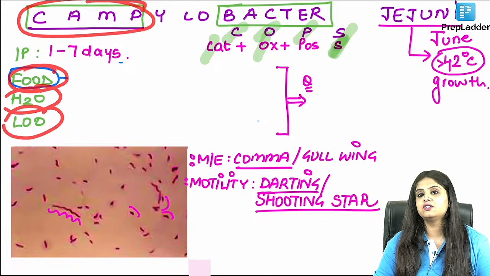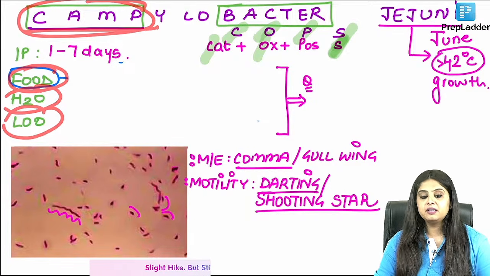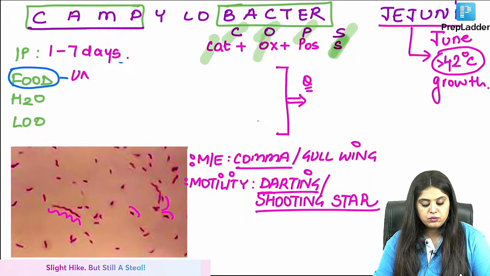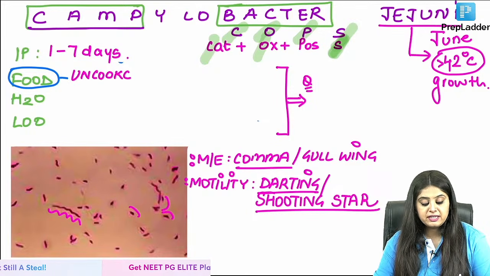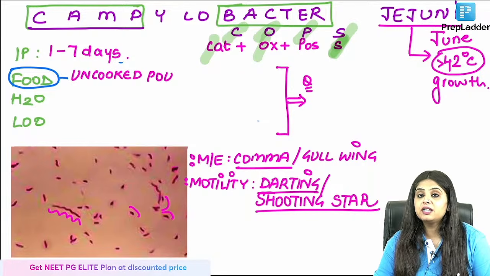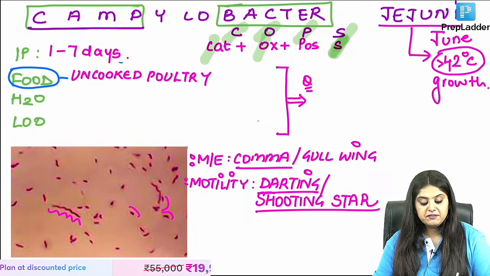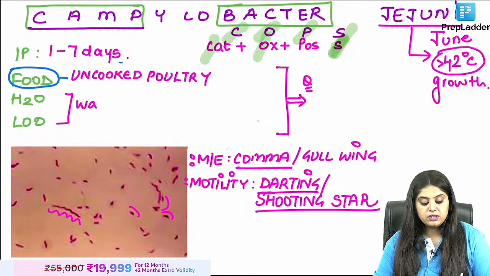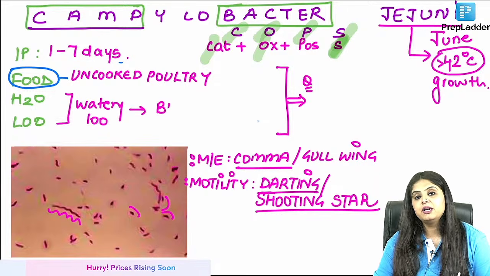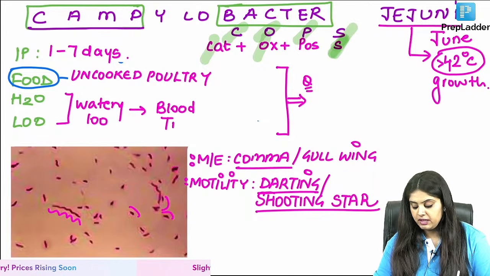You will say where will I eat food from, how will I drink water, and where will I use the washroom. That's the 3 tensions. So actually the camping trip happens because of some kind of food, and that is usually uncooked poultry. That is why they give you a history of a barbecue party done by the college students. After that, initially the patient has watery loo, means the diarrhea is initially watery, and after that the diarrhea becomes a little dysentery type, so it is going to become blood tinged.